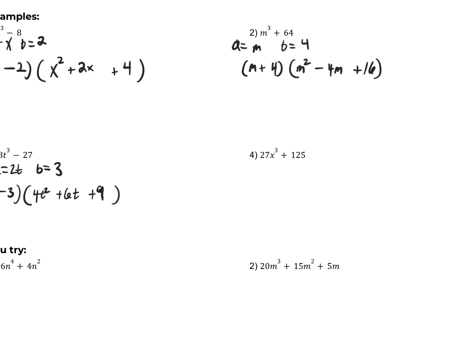Then the last one here, we have 27x cubed plus 125. All of those are perfect cubes, so we can do this. A and B, that's the first thing we've got to identify. A is the cube root of 27x cubed, so that is 3x. B is the cube root of 125, so that's 5. And we build our parentheses, same, opposite, always plus. And then we plug in our pieces, 3x plus 5, and then we square 3x, so that's going to be 9x squared. 3x times 5, so that's 15x, and then 5 squared is 25.